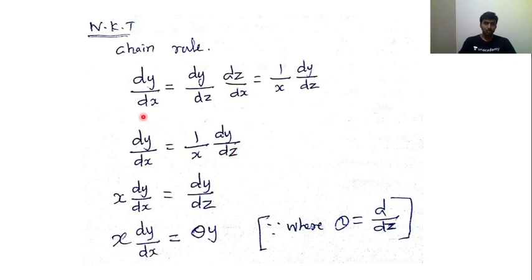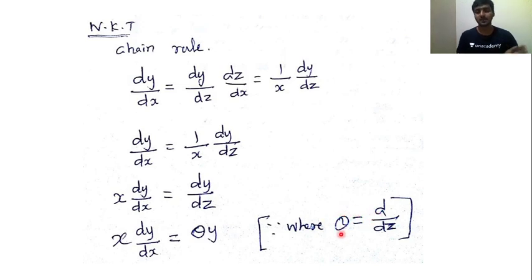Now dy divided by dx is equal to 1 divided by x. Take this x into the LHS side, from the denominator into the numerator. So x into dy divided by dx is equal to dy divided by dz. Now substitute theta is equal to d divided by dz.